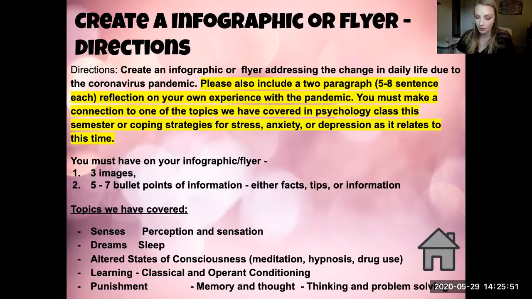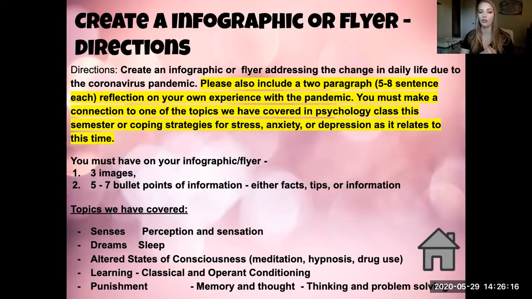These are the topics we covered: senses, perception and sensation, dreams and sleep. I would think that one would go hand in hand with this, because personally, and almost everybody I know, have had the worst dreams lately because of our environment. So you could totally make an infographic about how your environment affects your sleep.